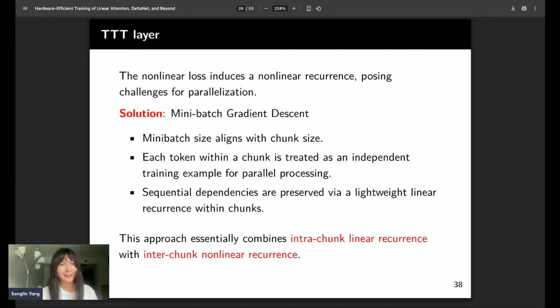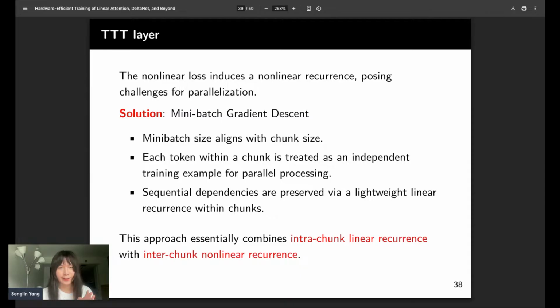However, because of the nonlinear objective function, if we apply the single-step gradient descent to obtain the recurrence, the resulting recurrence would be nonlinear because the objective function is nonlinear. And we all know that for nonlinear recurrences, we cannot parallelize across the sequence length. And this could be very problematic. We have to resort to the recurrent form for training, which is not acceptable.